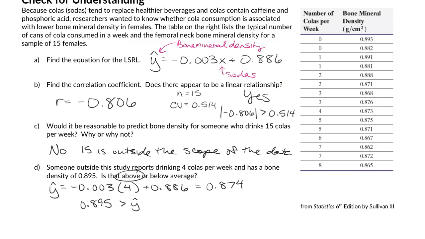Now, that's not asking you what's the error. That's asking you, is that reported value above or below average outside of the study? Someone outside the study, not from the table, outside the study. You could find the error by looking at the 4 in the table and then calculating. That's not what it asked for. It gave you a data point, and asked comparing to the trend line, is that above or below average? That's a good question.